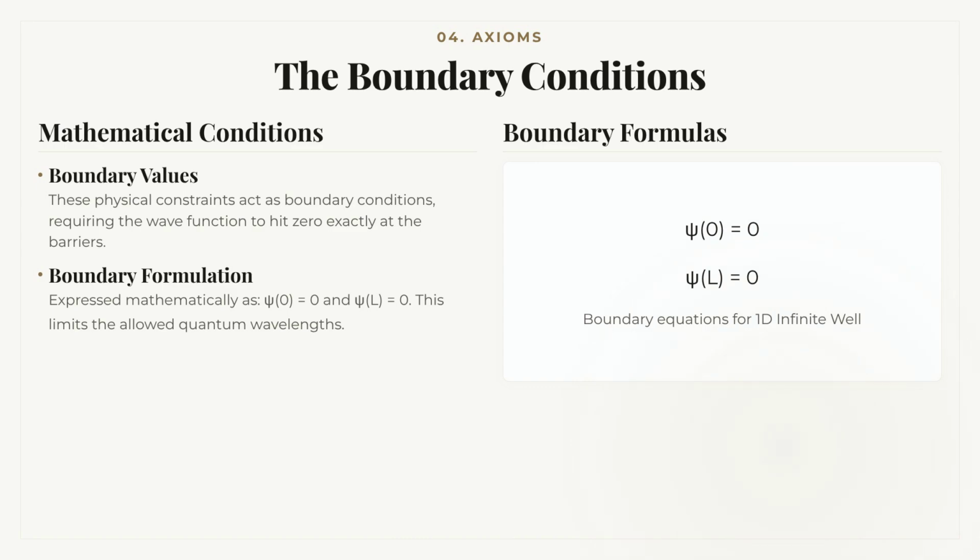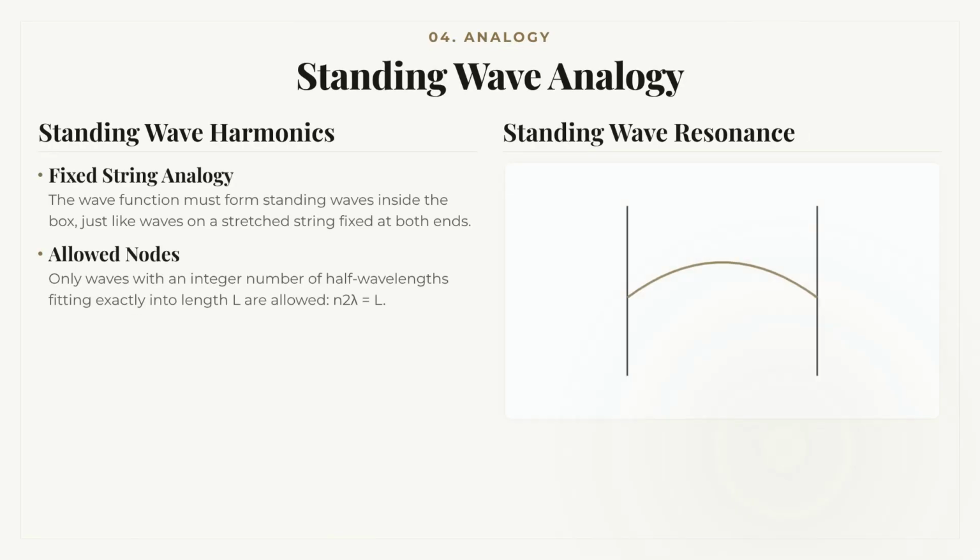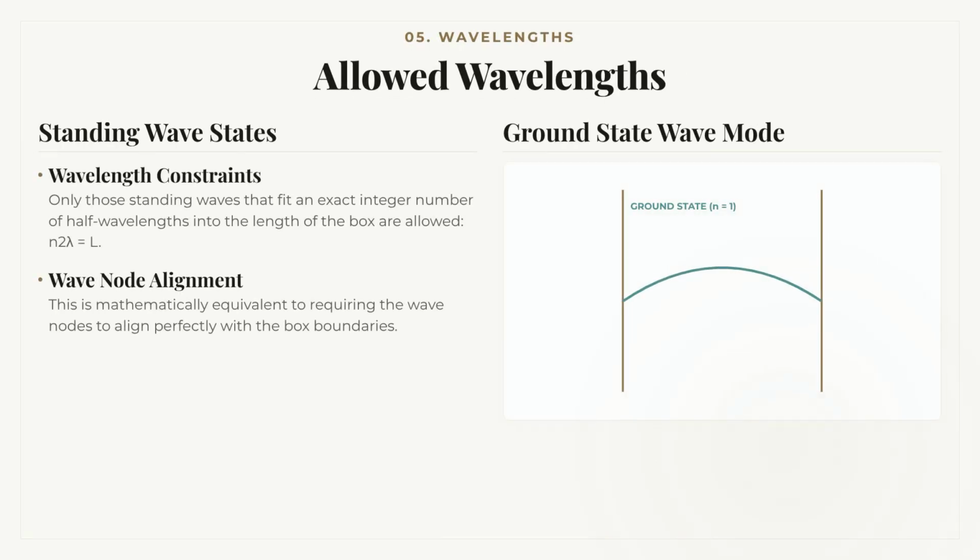These conditions are called boundary conditions and are expressed mathematically as psi of 0 equals 0 and psi of L equals 0. The wave function must therefore form standing waves inside the box, just like waves on a stretched string fixed at both ends. Only those standing waves that fit an exact integer number of half wavelengths into the length of the box are allowed.